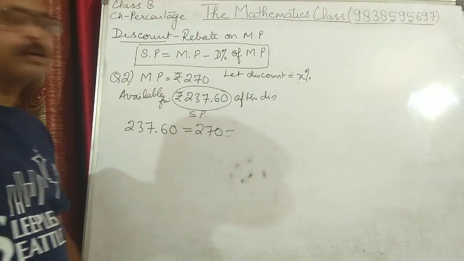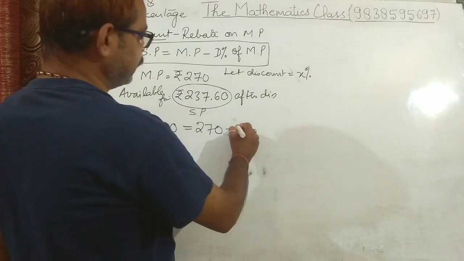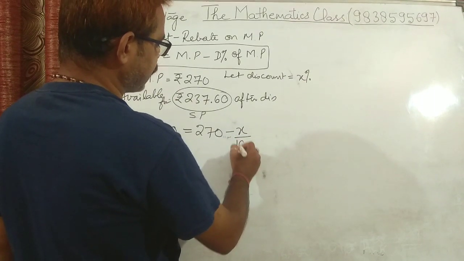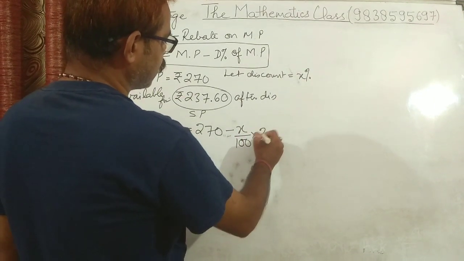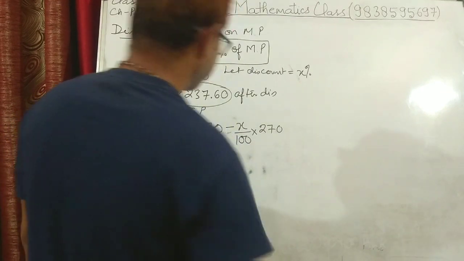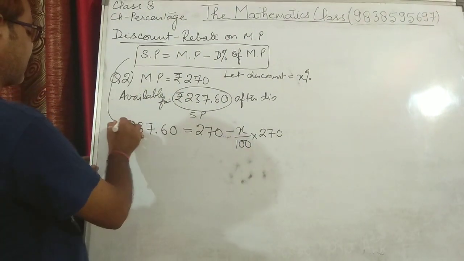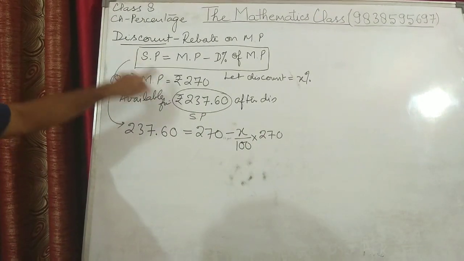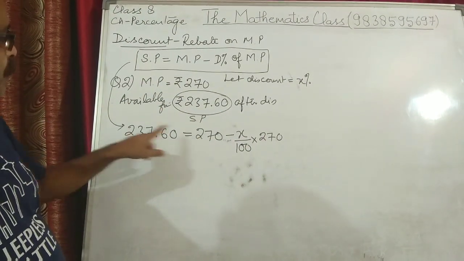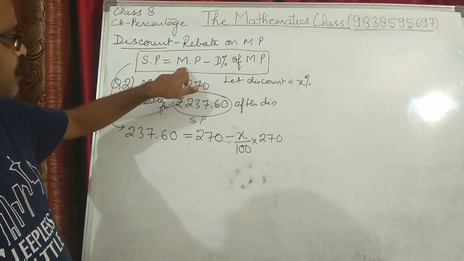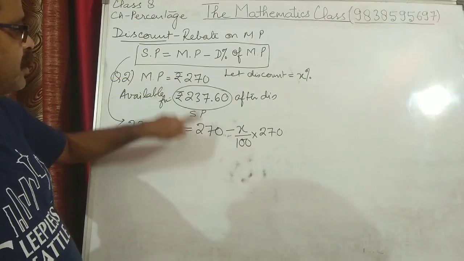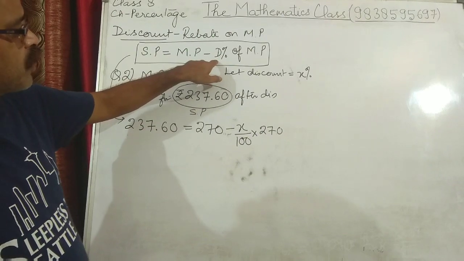X percent of what? Mark price. So X percent means X upon 100 of mark price of 270. What did I do? I just simply use this formula: selling price, that was 237.60, is equal to mark price, which was 270, minus discount percent.